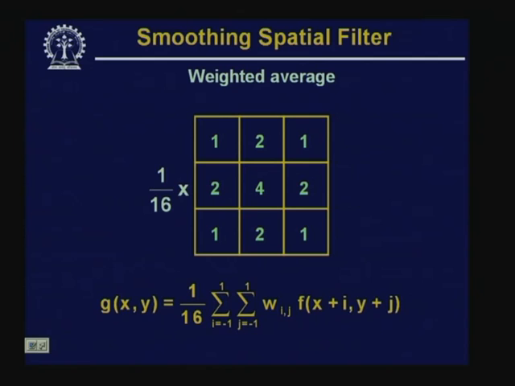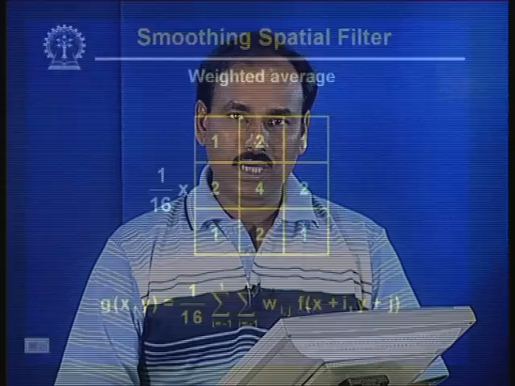If you use this weighted average mask instead of the box filter mask, the advantage is that it tries to retain the sharpness or contrast of the image as much as possible. Whereas, if we simply use the box filter, the image gets blurred too much.